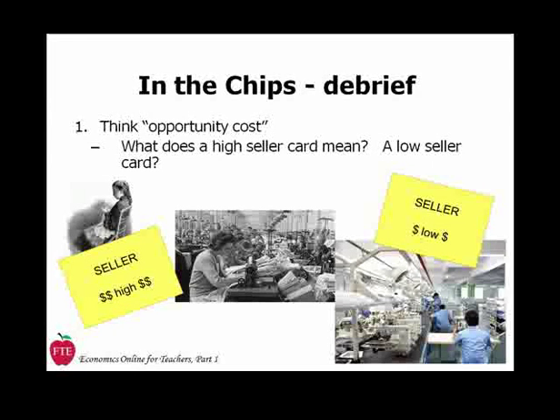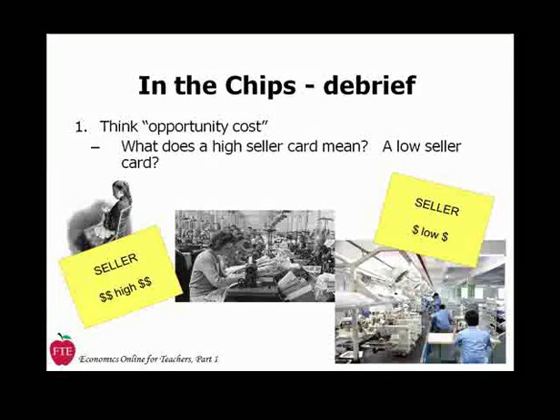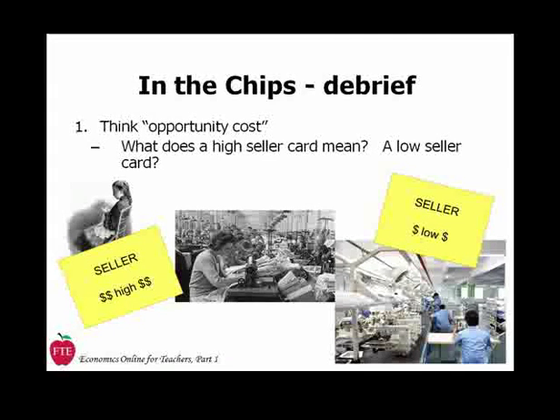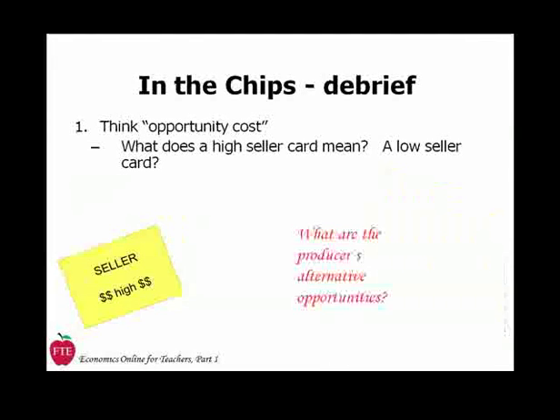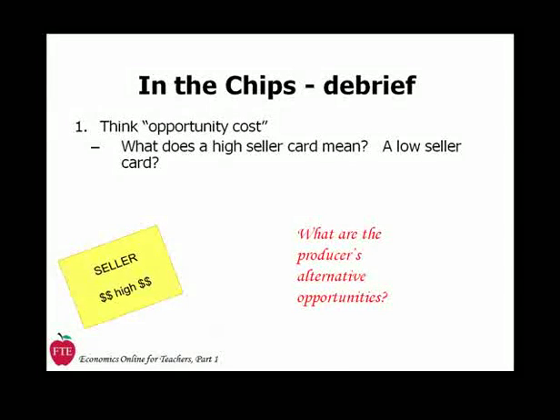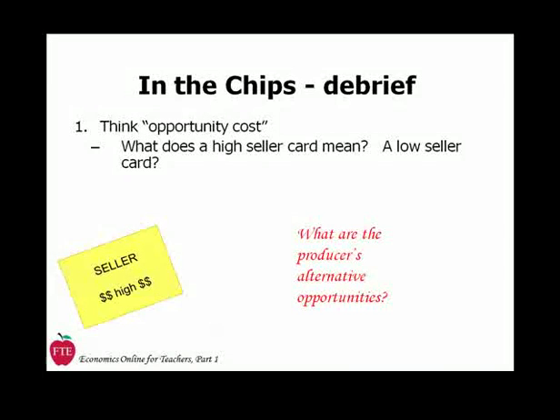The explanation that sellers have different resource costs, production costs, is certainly correct, as is the insight that some sellers do a better job of keeping their costs low than others do. But as with the consumer cards, there's another possibility based on opportunity cost. Suppose that the high seller card actually represents a producer with very low production costs, except for one, the opportunity cost of his time.